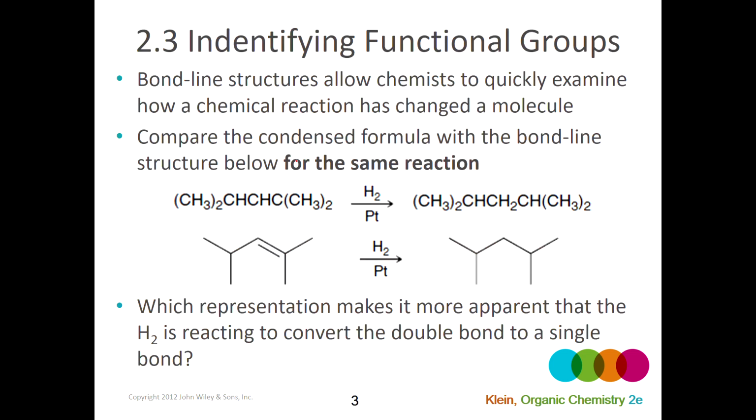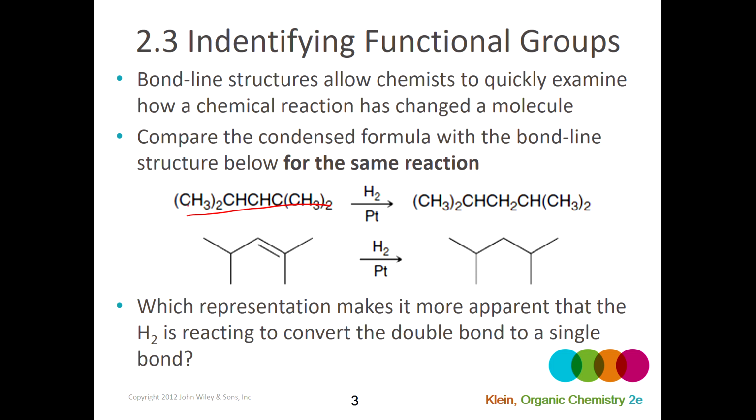Alright, so continuing then where we left off last week, we were talking about bond line structures and some of the advantages that they have over other representations. As I was saying a moment ago, these condensed structural formulas are one of the worst ways to show a structure. They're nice in that they show which atoms are connected to which atoms. So I know that this carbon has 3 hydrogens, this carbon has 1 hydrogen, etc. But they have a number of flaws.